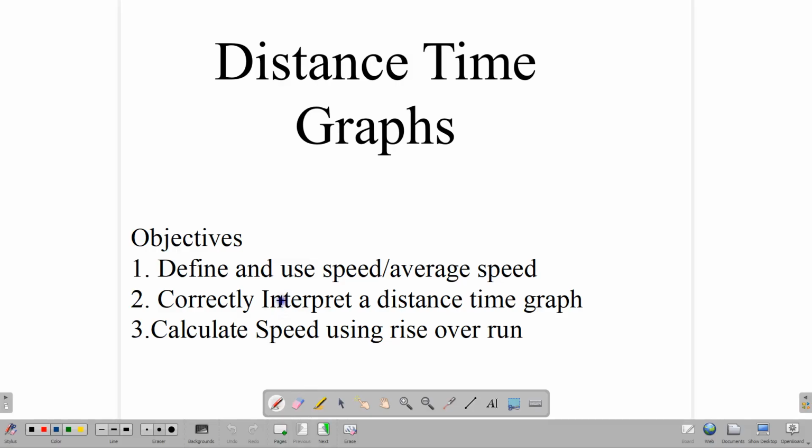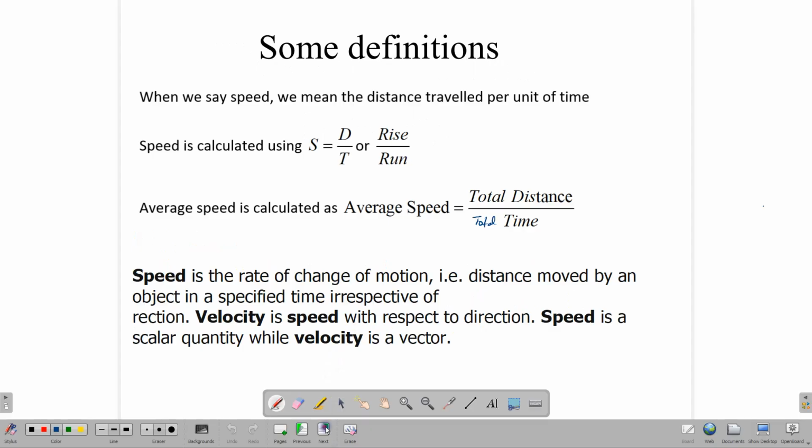In this lesson, we are talking about distance time graphs, and our objectives are to define and use speed and average speed, to correctly interpret a distance time graph, and to calculate speed using rise over run. We will also be looking at some CXC questions to give you some experience with them.